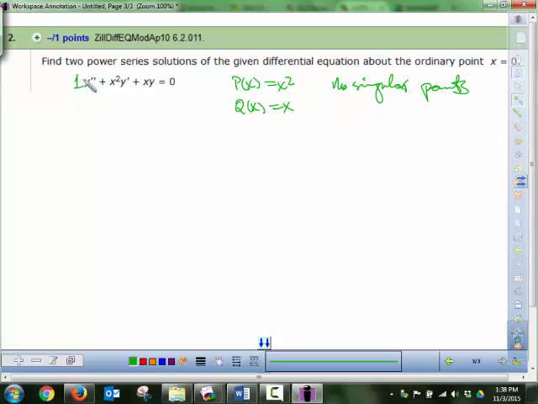If my leading coefficient was an x or an x minus 2, and I divide that out, then I would have x minus 2 in the denominator, and then 2 might be a singular point. But in this case, I don't have any singular points, so that's great. So let's begin doing this problem.